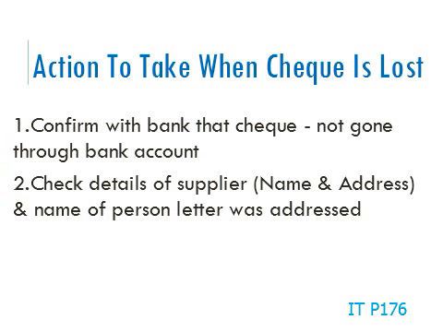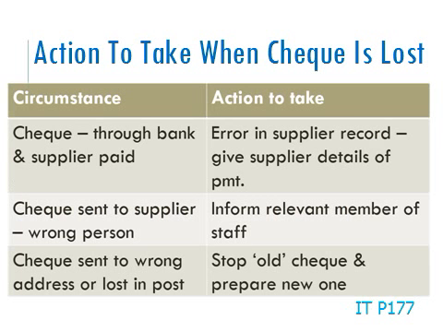Once it seems that a cheque may be lost, these are the actions you should take. First, confirm with the bank that the cheque has not gone through your bank account. Then check the details of the supplier, the name and the address, and the name of the person that the letter was addressed to. One of three things may have happened. 1. The cheque has gone through your bank account and the supplier has been paid. If so, then there is an error in the supplier record, and you should give him the details of the payment, the date, the cheque number, your bank account number, and your bank branch code.